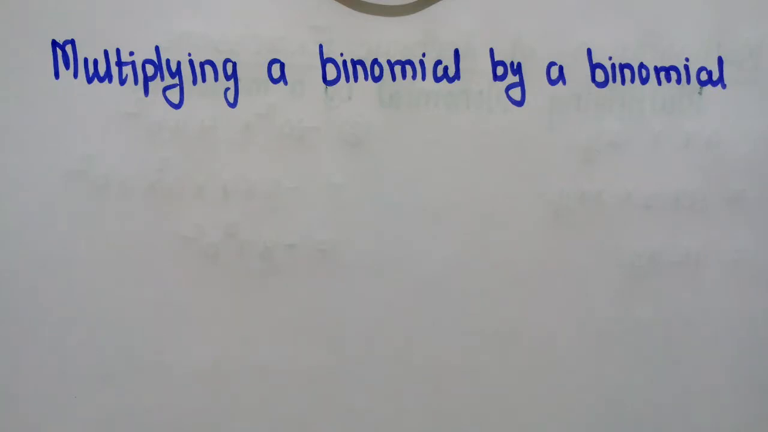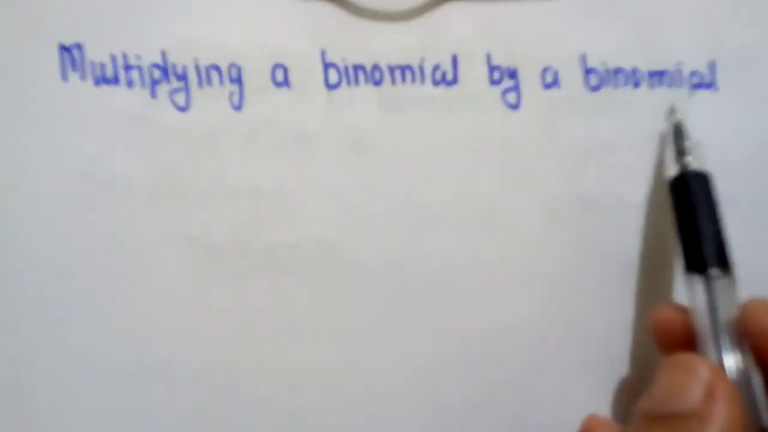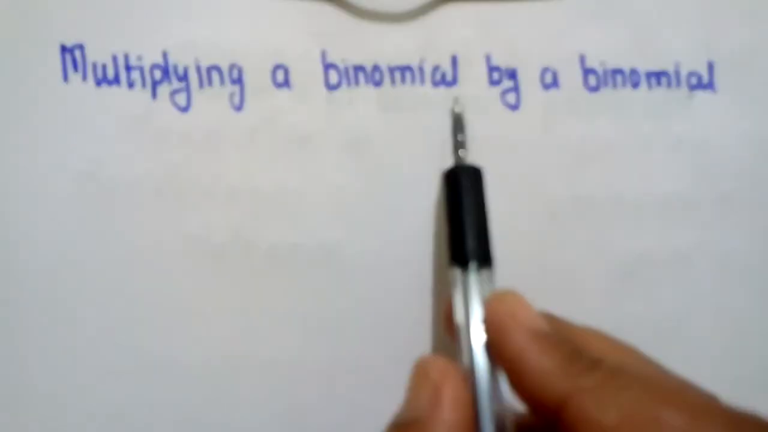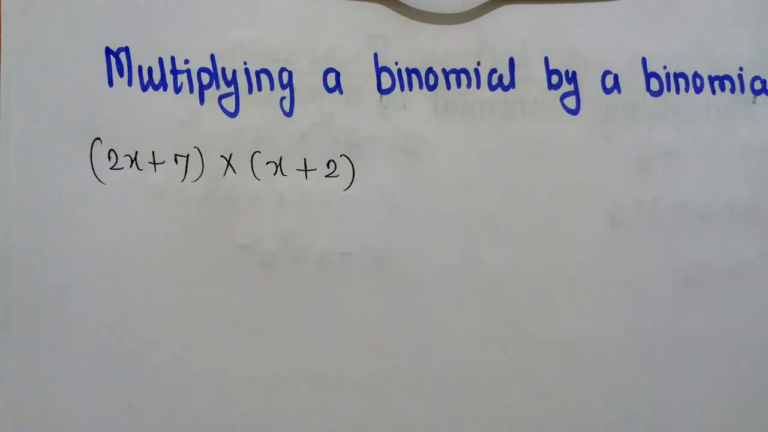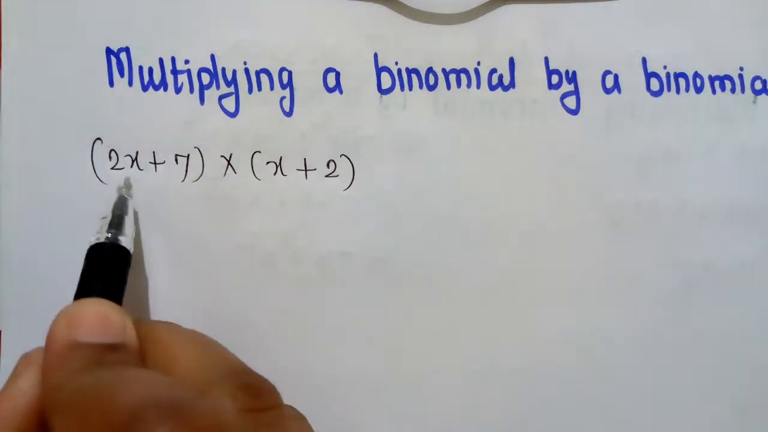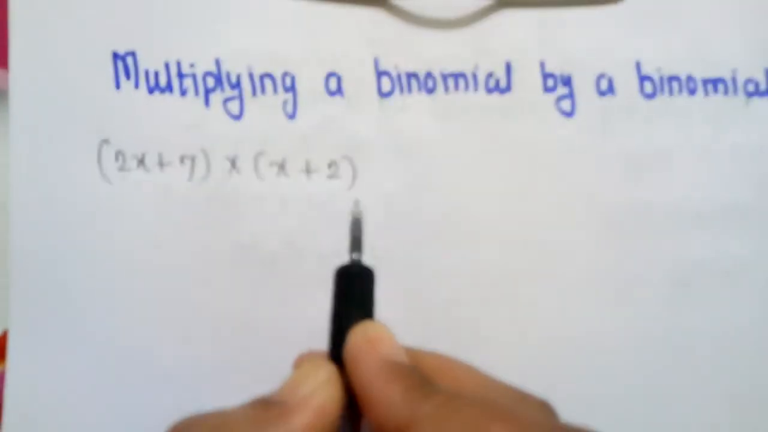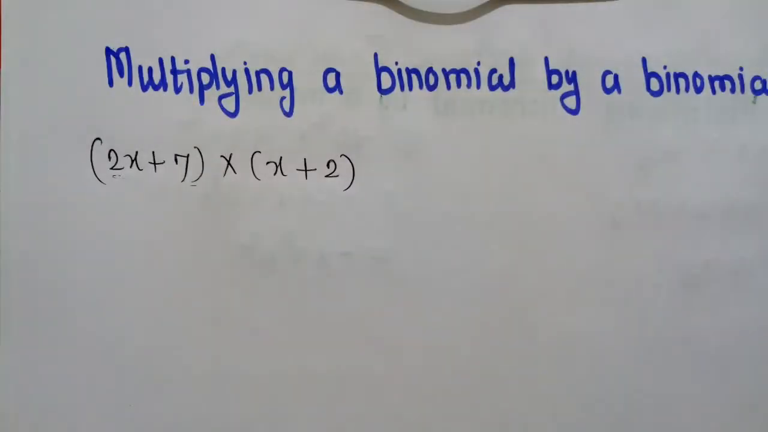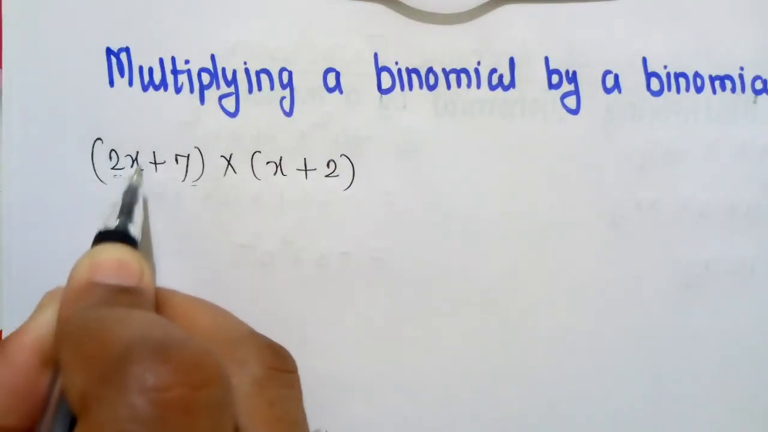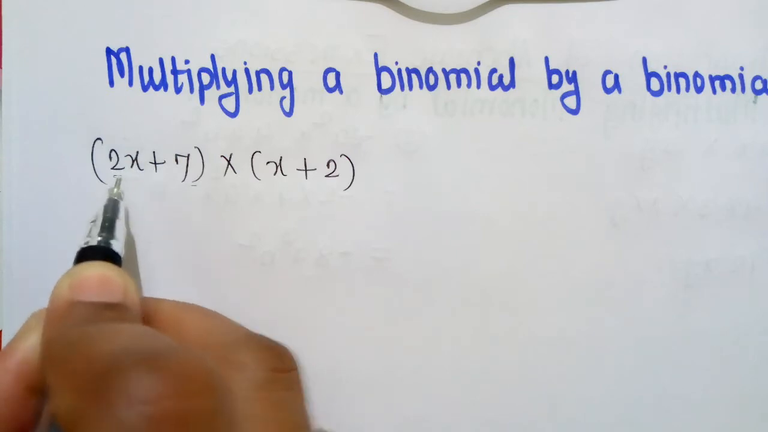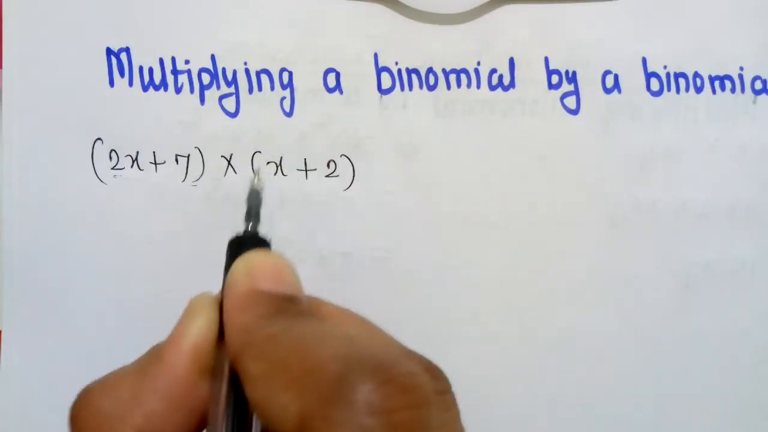Now next multiplication, multiplying binomial by binomial. Binomial means two terms are there. So we will see an example, then we will understand it. Now this is the example: 2x plus 7 in the first bracket multiplied by x plus 2. Here this is a binomial, this is also a binomial. So how to multiply, that we will see. While multiplying, what to do? This is the first expression. You have to take one term from the first expression and multiply it to the second full expression.